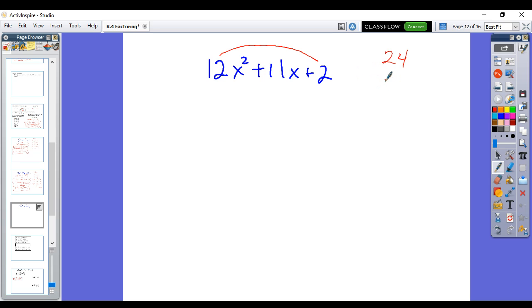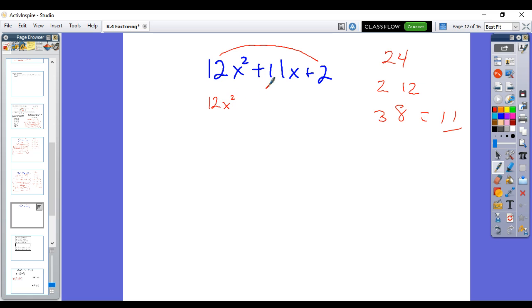So let's start with our obvious one. 2 and 12. Add them up, they give us 14. Can 3 go into that? Yes, 3 and 8. 3 plus 8 gives us 11. There we go. All right, so that's what we're going to use.